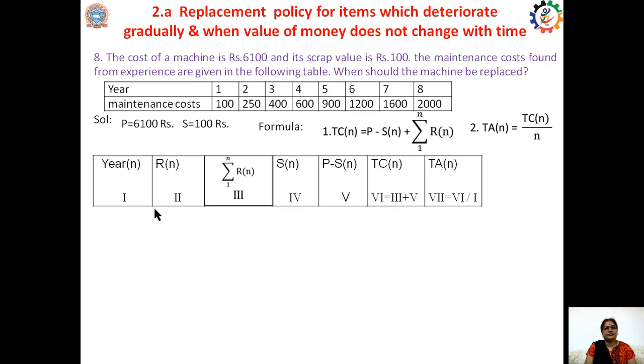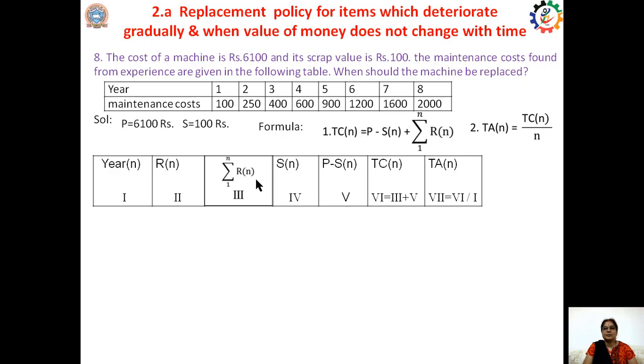So this kind of table is needed. These table columns I have numbered so that it is easy for us to consider the calculations. For example, first column, second column, third column, fourth column, like that. So year N is taken. Here it is year, it could be month, weeks, whatever is given, we need to consider here. First column is year. This is maintenance cost. These two are nothing but data. Third, we have to add salvage value, once again data. P minus S, once again data. TCN, as per this formula, we have to calculate here.